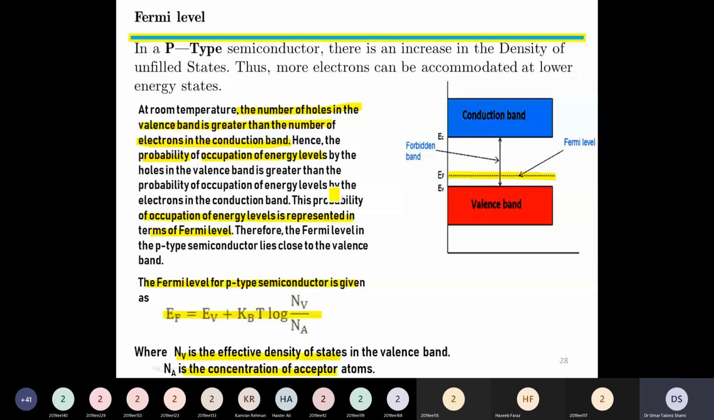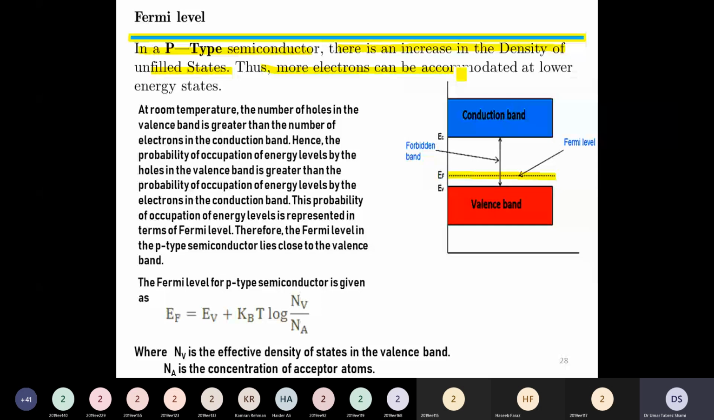So let us do it again. In a p-type semiconductor there is an increase in density of states. Thus, more electrons can be accommodated at low energy states.